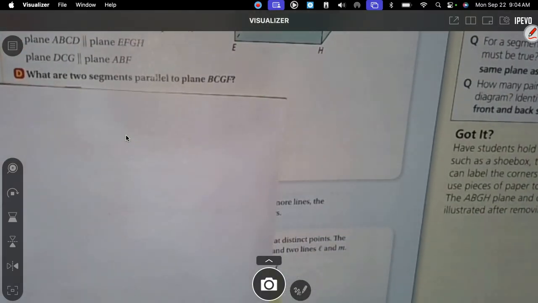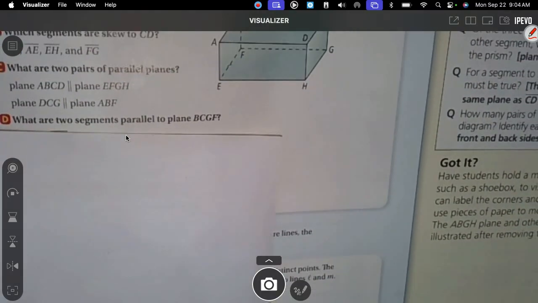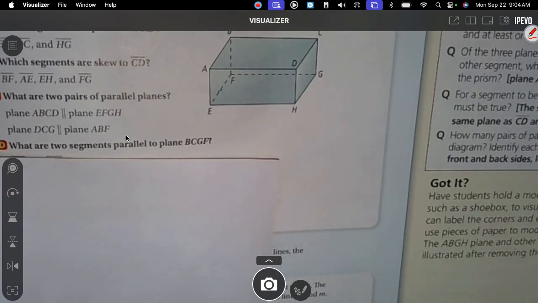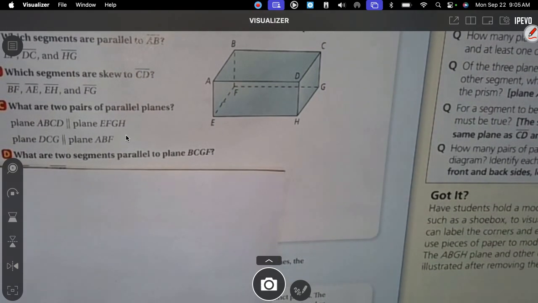So this one asked for, and I already showed you the answer. What 2 segments are parallel to BCGF? So the first thing I would do is color in BCGF, or mark it or something. That's that back plane. Okay? And it says, what are 2 segments that are parallel to that? ADEH. AD and EH, that is correct. But anybody else think of another pair? Because this one and this one are parallel to that. What are the other 2?